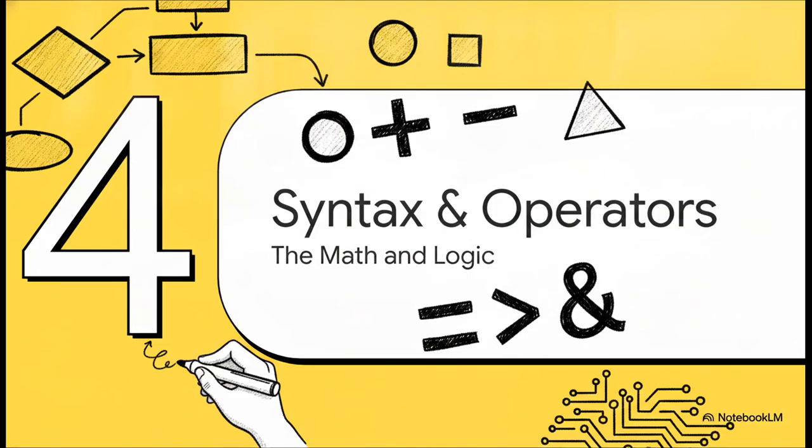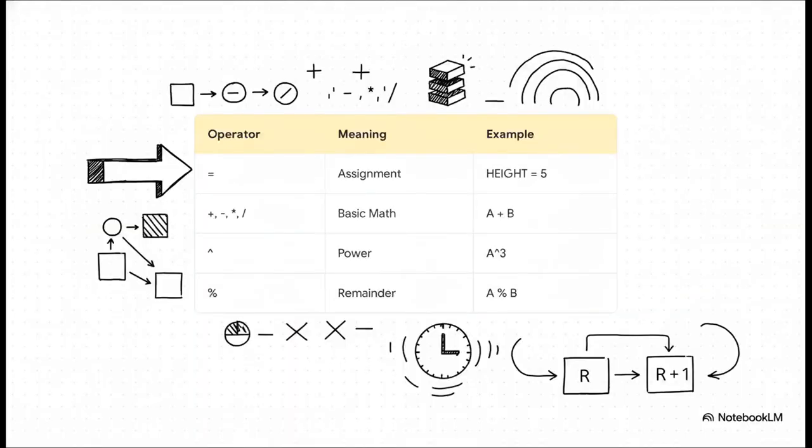Let's shift gears a bit for section 4, syntax and operators, the math and logic. Let's take a look at the core mathematical operators we use inside those processing blocks. For assignment, we use an equal sign or a left-pointing arrow to store a value, like height equals 5. Then you've got your standard math operators: plus, minus, asterisk for multiplication, forward slash for division, and the caret symbol for power, so a caret 3 is a cubed. But pay really close attention to the percentage sign. In programming, this is the remainder or modulo operator. A modulo b gives you the remainder of a divided by b, which is insanely useful.